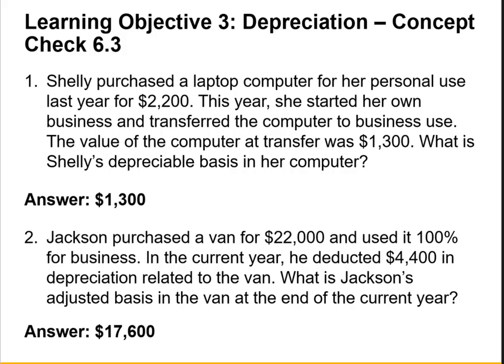We deducted $4,400 in depreciation related to the van. Okay, adjusted basis is the difference between what our basis was and how much depreciation we've deducted. So $22,000 minus $4,400, $17,600.